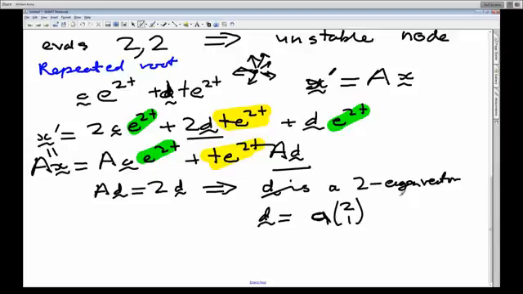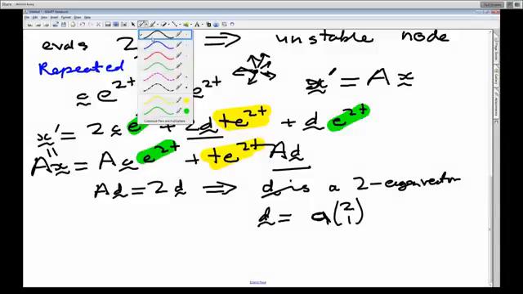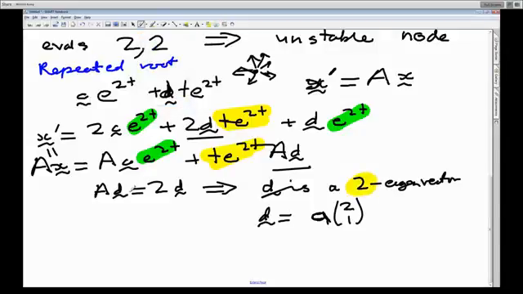So what does a 2 eigenvector mean? A 2 eigenvector is an eigenvector that matches up with the eigenvalue of 2. So the 2 here just tells you what the eigenvalue is. That's all that is. The 2 here matches that 2, which is the eigenvalue.